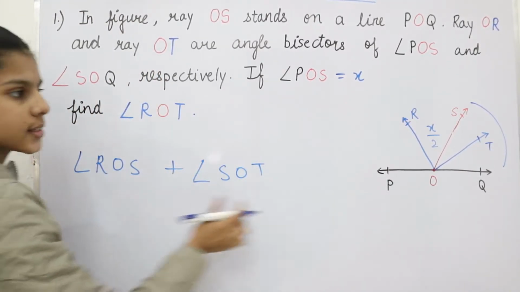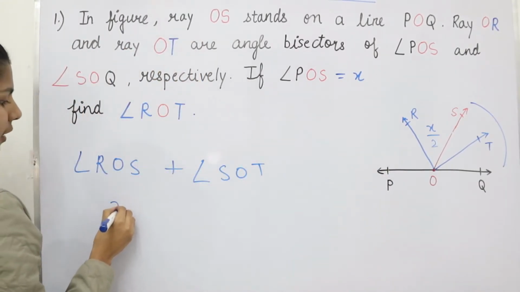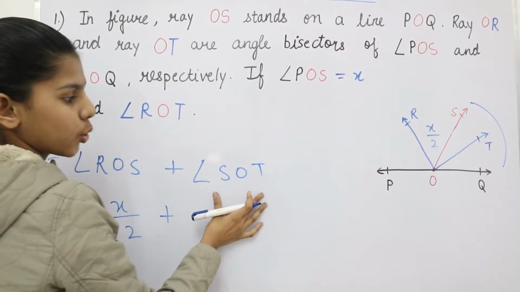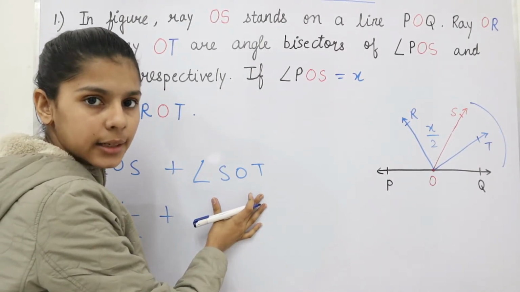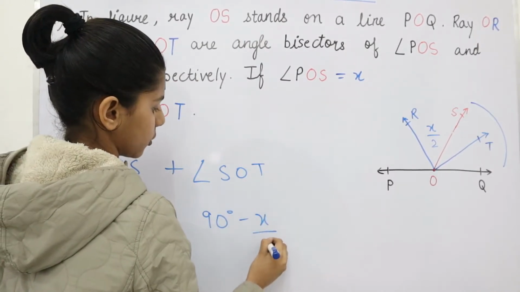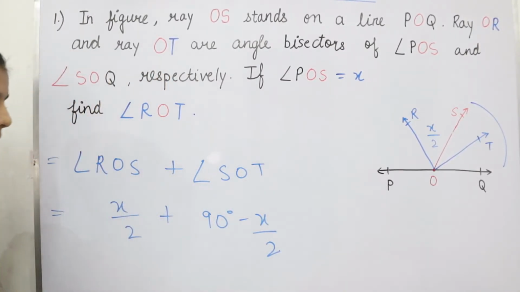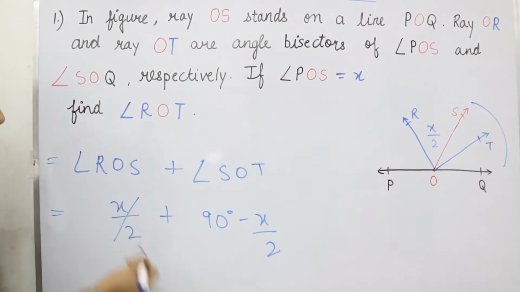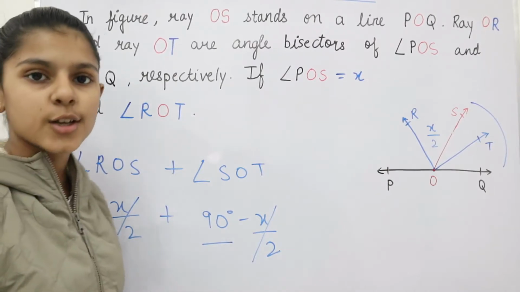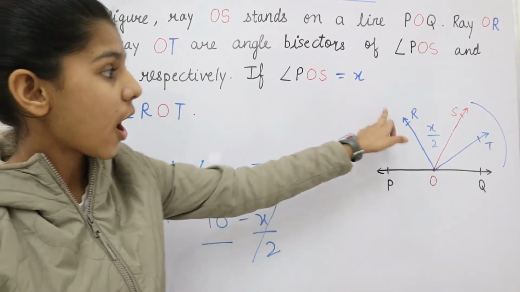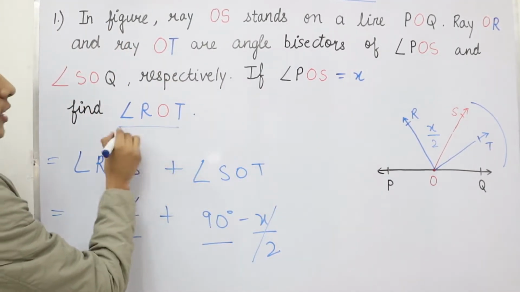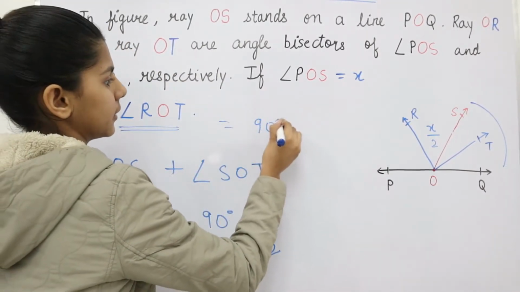Fine. So ROS is X by 2. So we will write X by 2 in place of it, plus SOT, which is 90 degree minus X by 2. We have calculated now only 90 degree minus X by 2. So this is plus X by 2 and this is minus X by 2. It got cancelled. What is left? 90 degree. So our answer is 90 degree. So ROT is 90 degree. We have to find the value of ROT and it is equal to 90 degree.